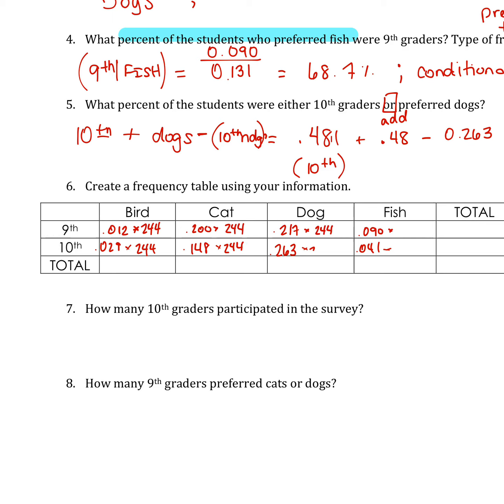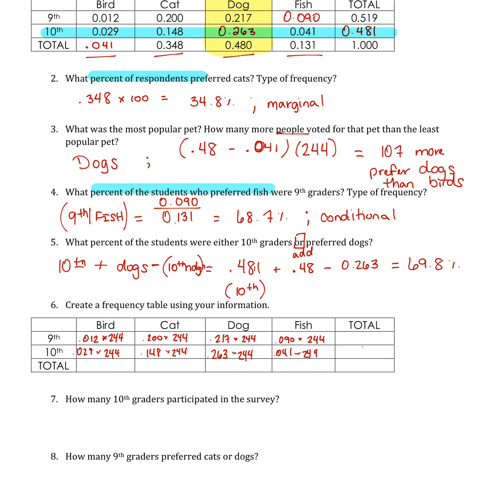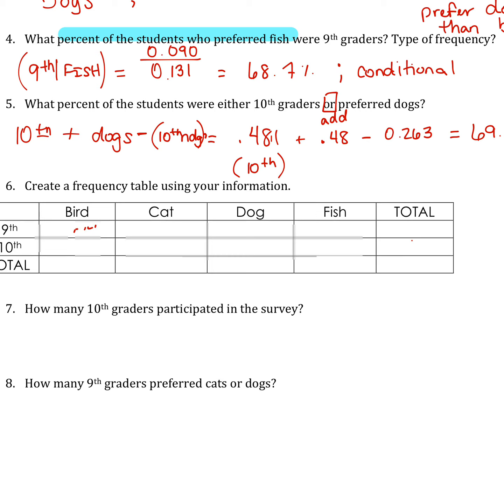Make sure you guys leave yourselves a little bit more space than I did. I'm actually going to erase these just so you guys can see my numbers. But I just wanted to show you what we're doing. You're taking that decimal that was in our relative frequency and multiplying it by our total number of responses. So your numbers are going to add up like this.